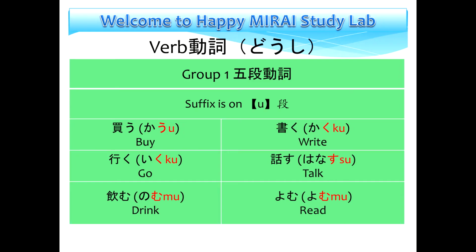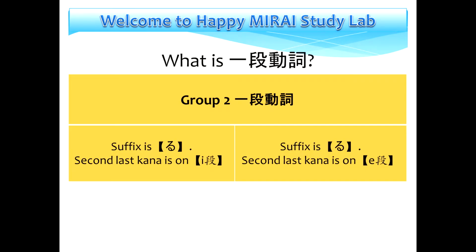Of course, there are special verbs for which you have no other simple way. You must memorize them very hard, and I will introduce them very shortly. But basically, this is how you can define the Godan Doshi: the suffix is on the Udan. But there are special ones. Let's look at the special cases later. Next.